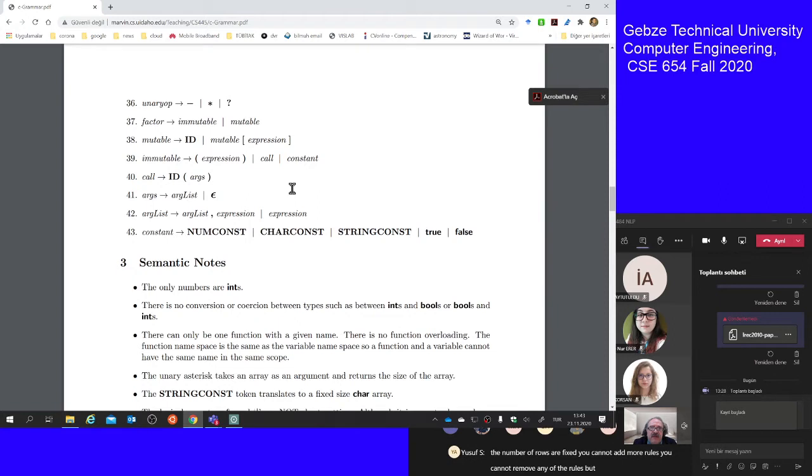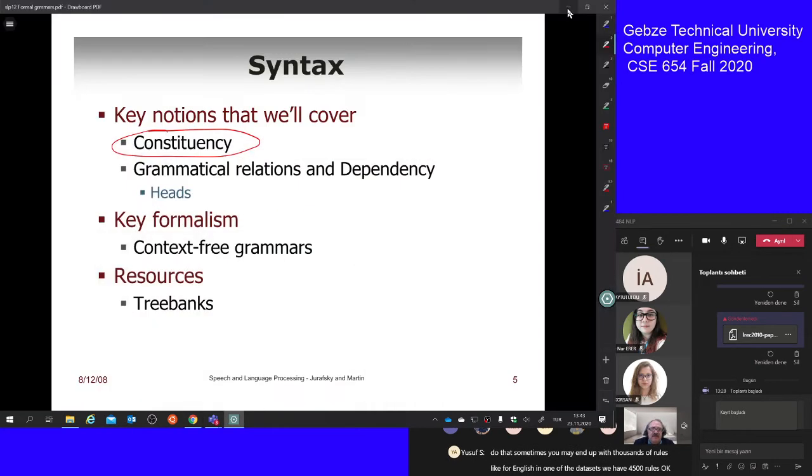But for natural languages, the number of rules is not fixed, because we did not design Turkish or English. They are natural phenomena. That's why we need to do reverse engineering and try to extract the context-free grammar for a given language. And if you do that, sometimes you may end up with thousands of rules. Like for English, in one of the data sets, we have 4,500 rules. Okay, so we are going to see them one by one.